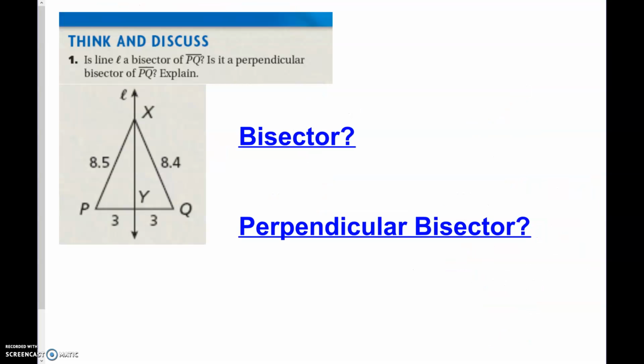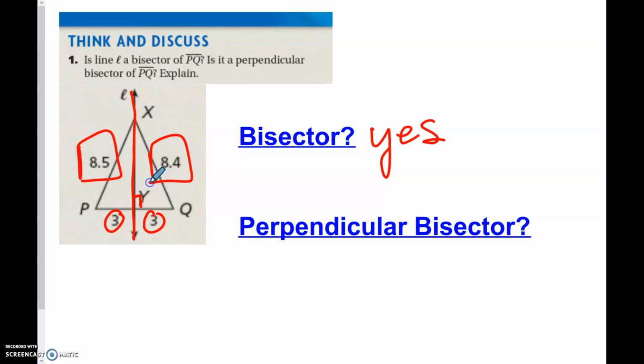All right, is this a bisector? Okay. Is this line L a bisector? Sure is, because this is 3 and this is 3. Yes. Is it the perpendicular bisector? Well, we don't necessarily need this to have the right angle mark if these two pieces are congruent. But they are not congruent, so this is not a perpendicular bisector. Those two numbers in the boxes would have to be equal.